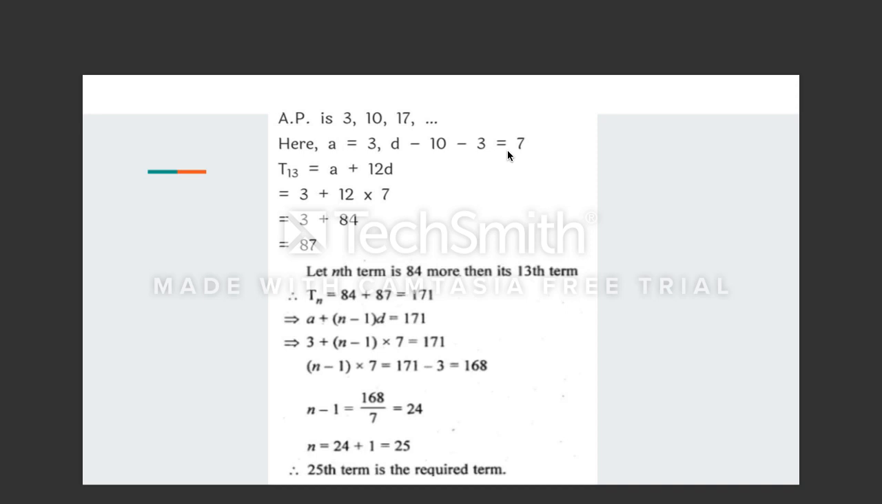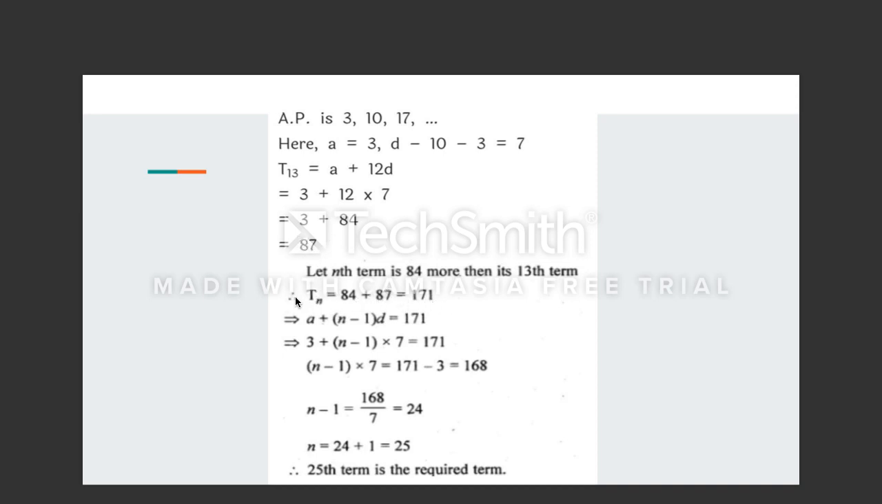Question says which term will be 84 more than the 13th term. So what will I do? I'll find out the 13th term first. What is the 13th term? Let's see. The 13th term is A plus 12D. Put the value of A, put the value of D. I get the 13th term comes out as 87. This is the value of the 13th term. Now 84 more than this. 84 more. This is 87. 84 more means 84 plus. So add 84 to it. What do you get? 84 plus 87 comes out 171.